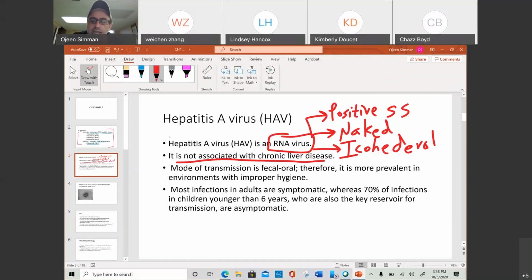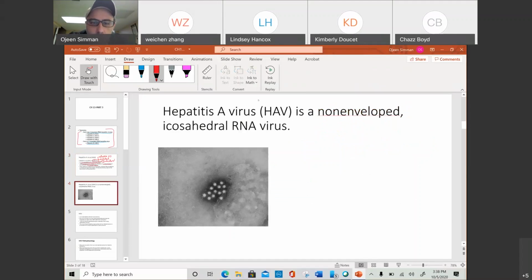It's foodborne, and it's prevalent in environments where there's improper hygiene. Remember, it's only going to cause acute presentation. So as we said, hepatitis A virus is a non-enveloped isohedral RNA virus with a positive single strand.